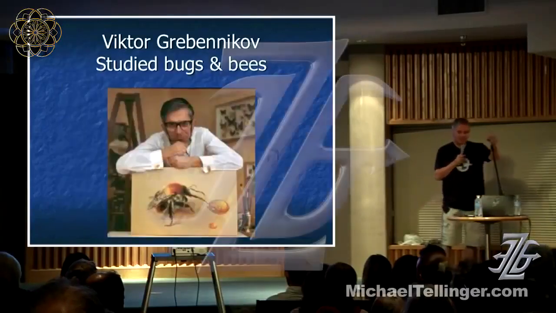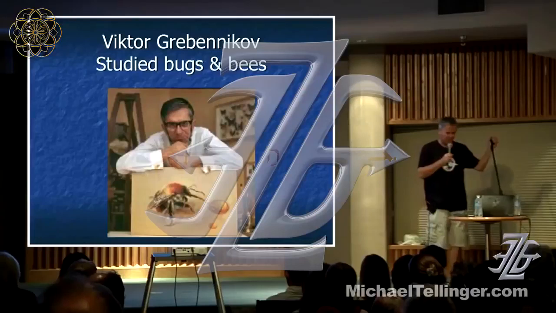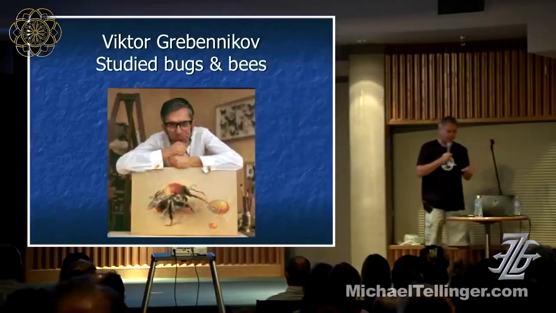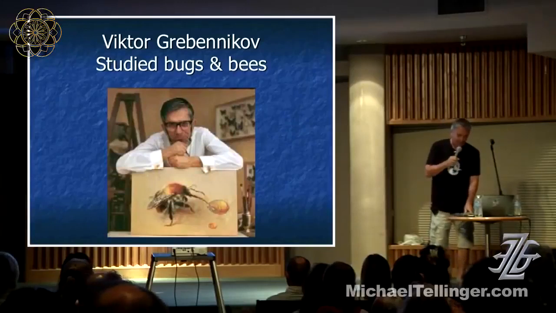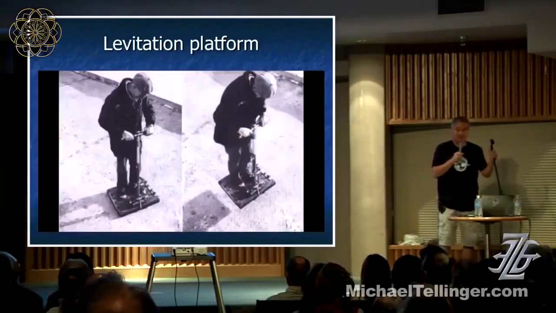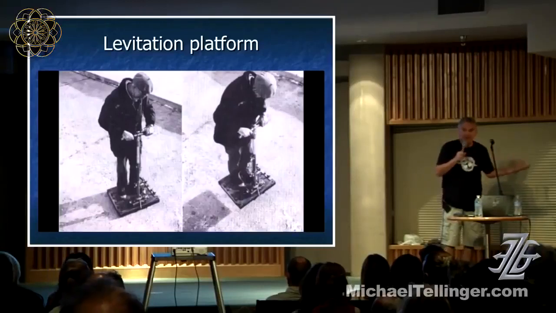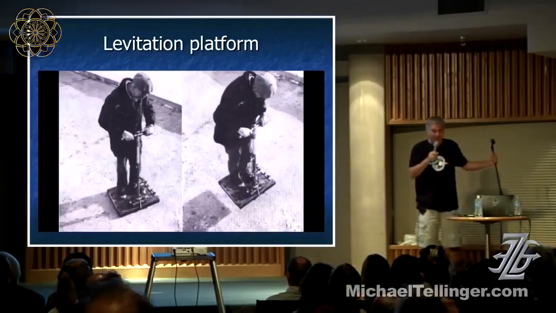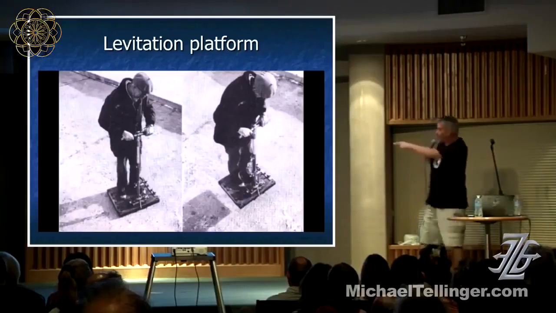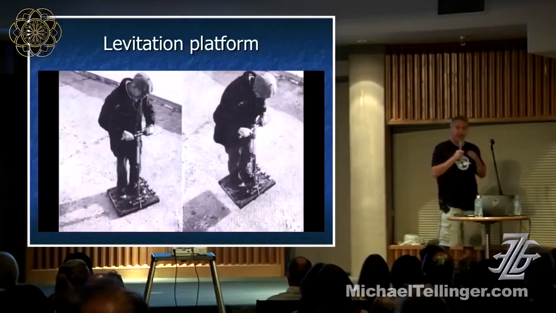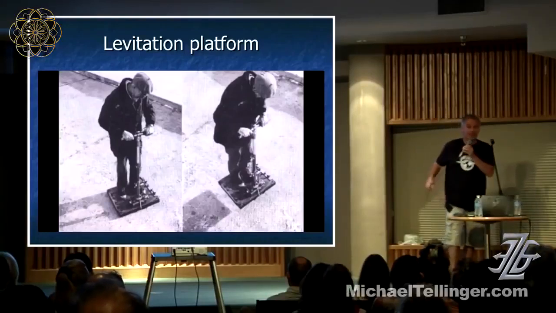Viktor Grebennikov became famous, I think it was in the 50s, when he studied the wings of bugs and bees, and he was fascinated by it. Then he built what became a very famous levitation platform, and he was seen flying this thing faster than the speed of sound on one of those, right? And people think this is crazy. And what was it made of? It was made of bugs' wings.